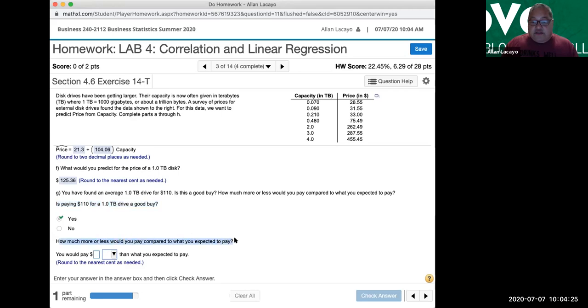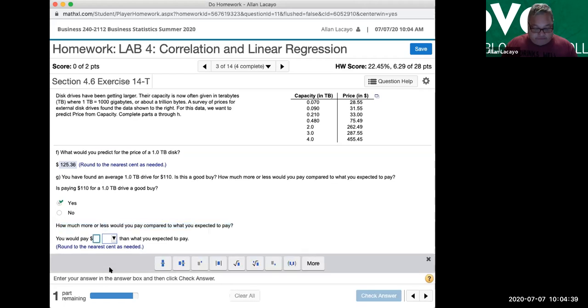The next computation is that of what we call in this chapter a residual. A residual is the difference between what you actually pay compared to what you were predicted to pay. And so you're paying $15.36 less than predicted. The residual in this case would be a negative value, 110 minus 125.36. And so the way you write that answer down is not as a negative 15.36, but as a 15.36 less than expected.